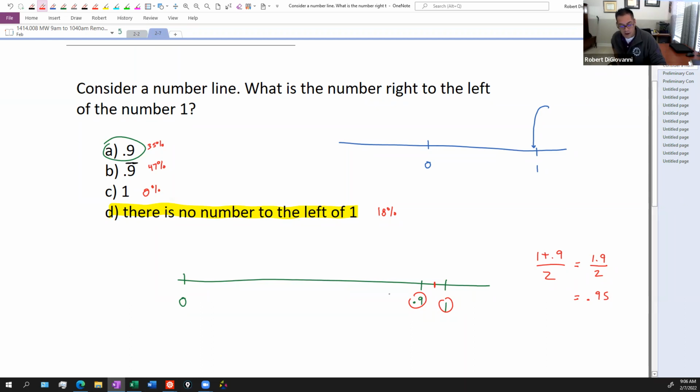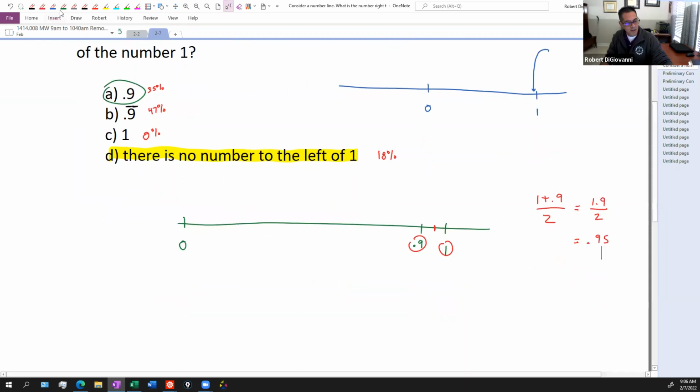Okay. So now what you could do is you could do this again, right? You could say, okay, here's 1 and here's 0.95. That was even closer. And now you could do it again. You could take a number right in the middle of that and do it on your calculator. Do the average of those two. So 0.95, add 1, divide by 2. And the number right in the middle of that is going to be 0.975.